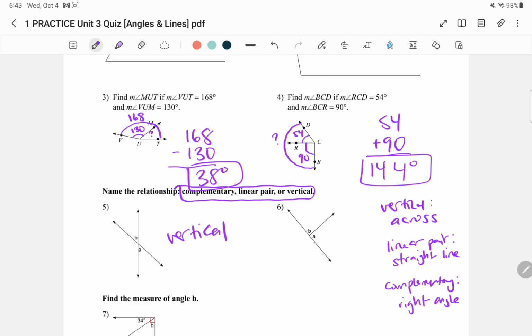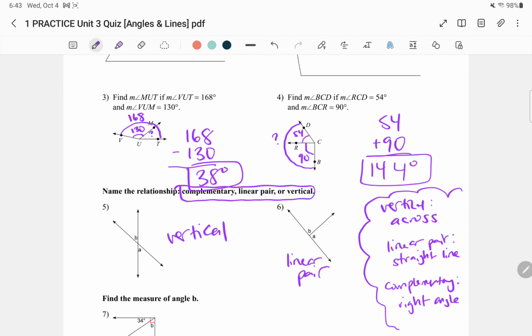So not everyone has the same quiz. There's 4 different versions of the quiz. So you might have any 2 of the 3. So that's why if you want to write this down on your practice quiz, so you know, because you might not have it just like mine. You might have different pictures, basically. So number 5 is vertical, and then 6 is linear pair.